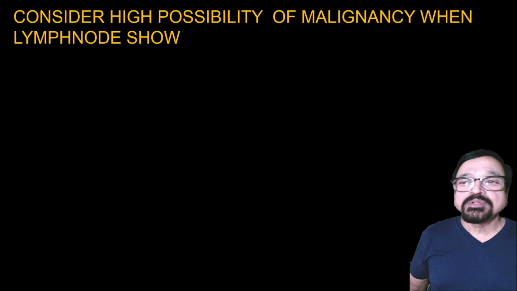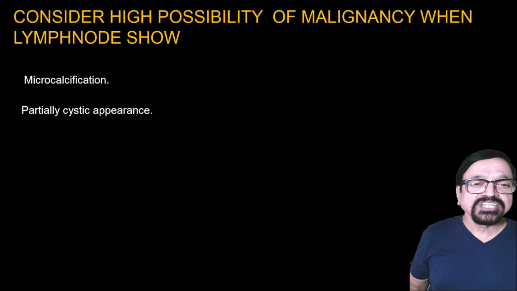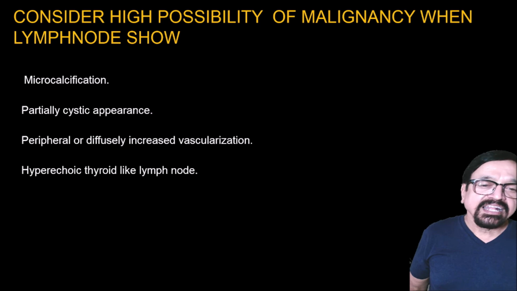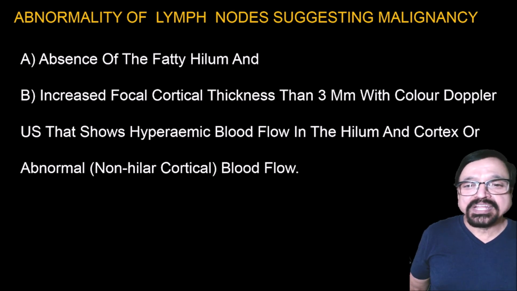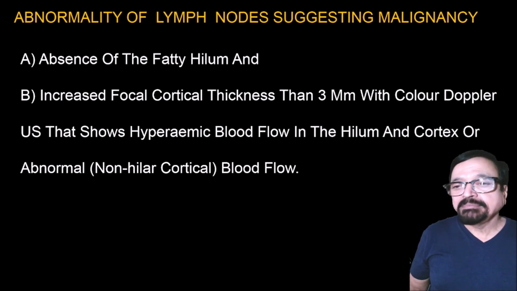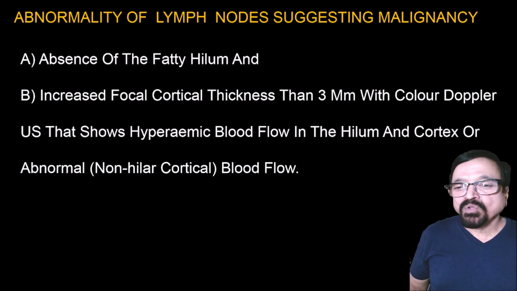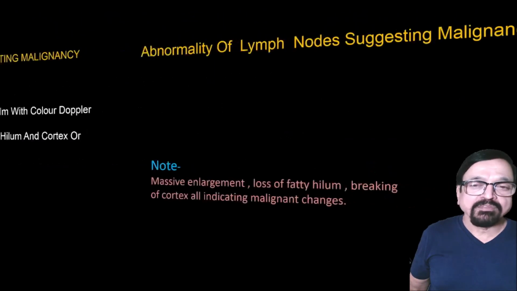Then consider high possibility of malignancy when lymph nodes show microcalcification, partially cystic appearance, peripheral diffuse increased vascularity, hyperechoic thyroid-like lymph nodes; this has to be kept in mind. Further abnormalities suggesting malignancy: absence of hilum, increased focal cortical thickness more than 3 mm, with color Doppler US showing hyperemic blood flow in the hilum and cortex of the abnormality, that is non-hilar cortical blood flow.